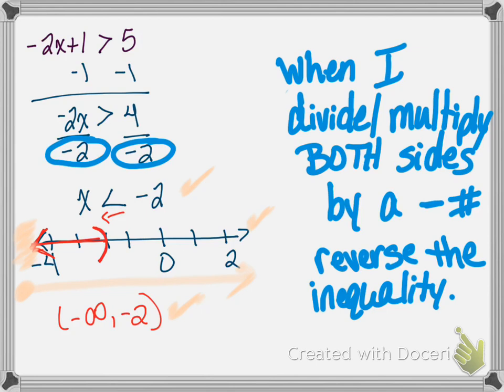I got a question. Sure. I forgot why we flipped the infinity to the left side. Because of this negative 2 that we divided both sides by. So anytime that we divide or multiply both sides by a negative number, that's when we reverse the inequality sign. Good question.